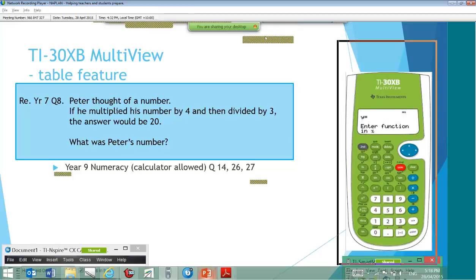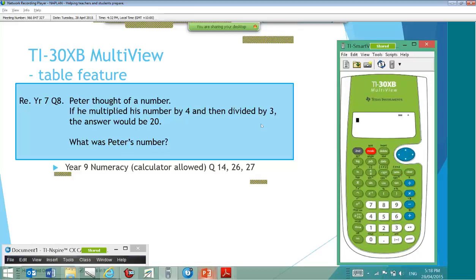And my students were quite happy with this. I thought, well, I don't know, you're being a little bit lazy here. But they liked the idea that, okay, if Peter's number is multiplied by 4, then divided by 3, you've seen how we can enter that sort of thing. And then enter here. If I start a table, we talk about input and output with a function machine.